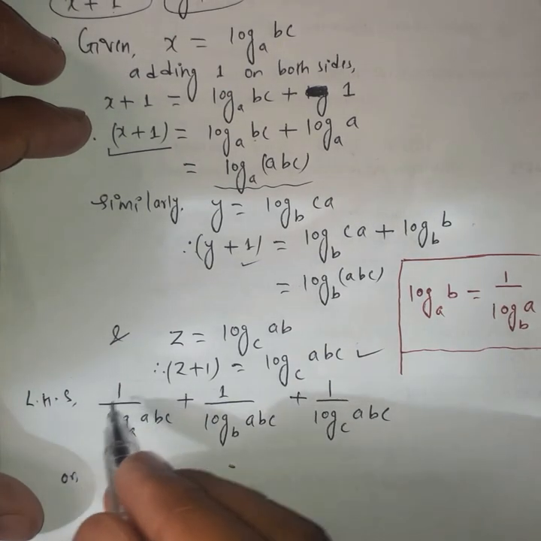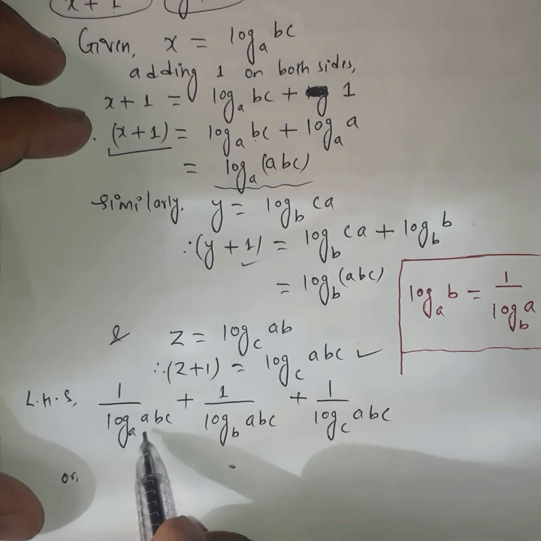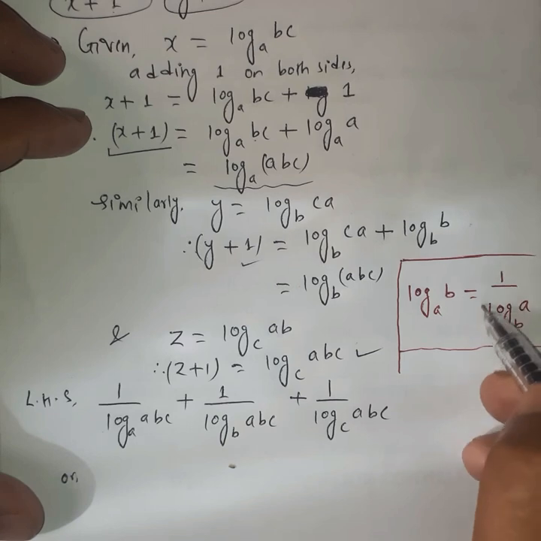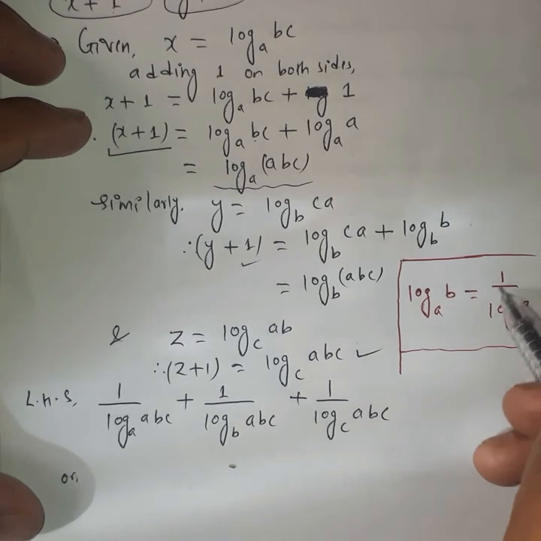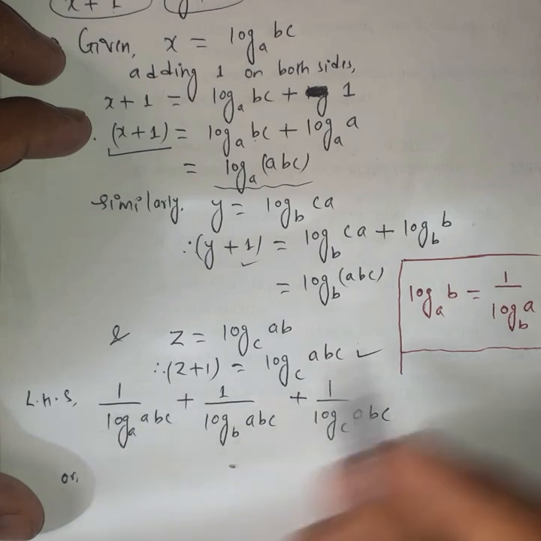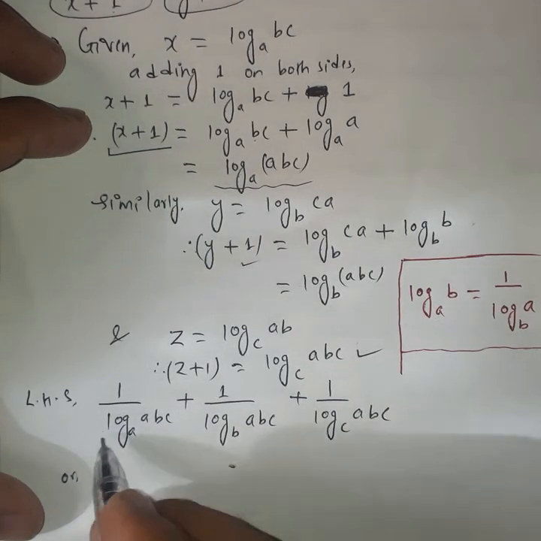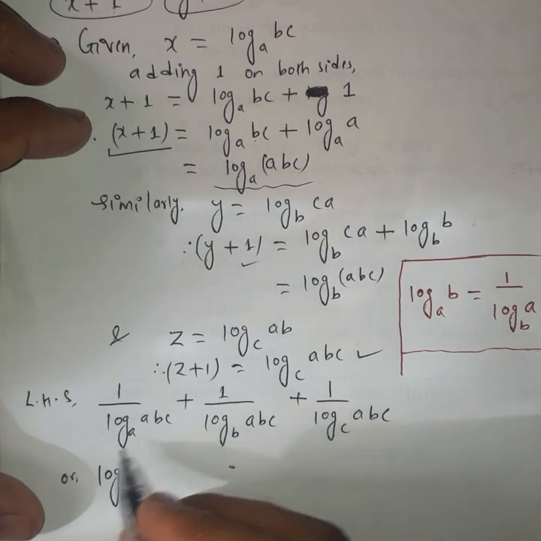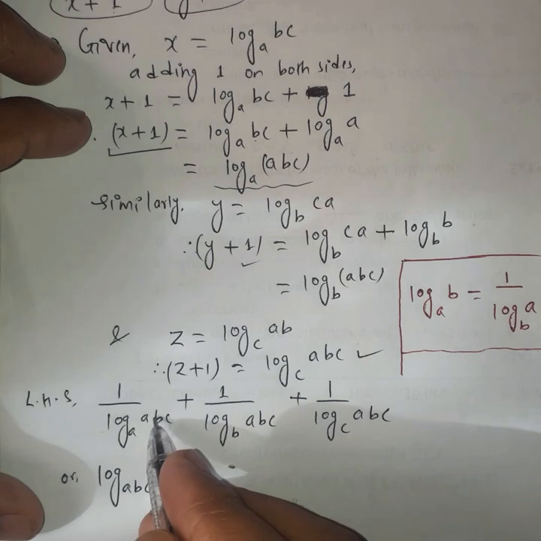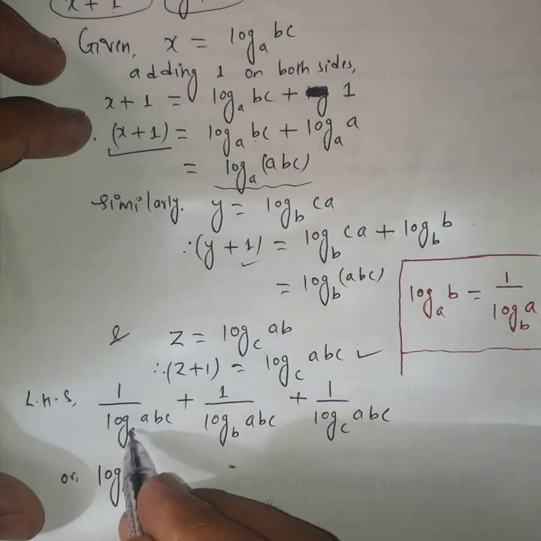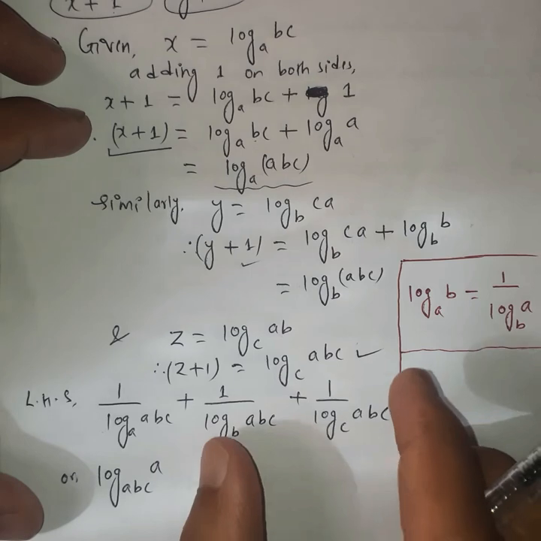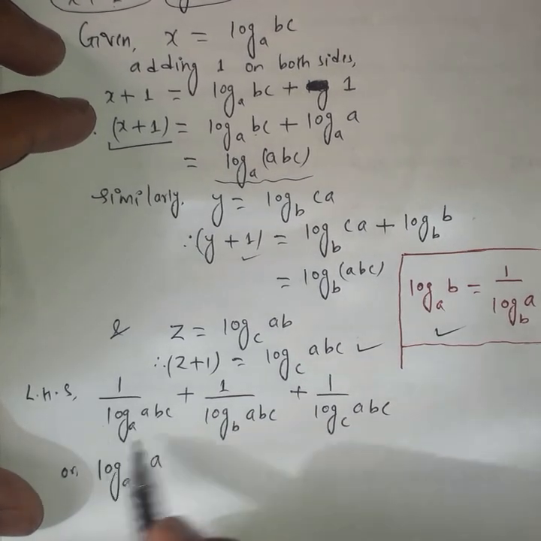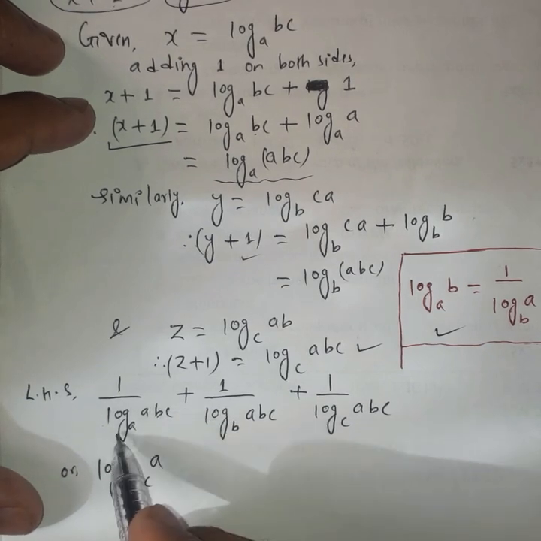So here is the same case. 1 over log with base a of the number ABC can be written using this formula. We can interchange the argument and the base, so the argument becomes the base of the logarithm and the base becomes the argument. Here we just use this formula in this step, interchanging the argument and the base of the logarithm.